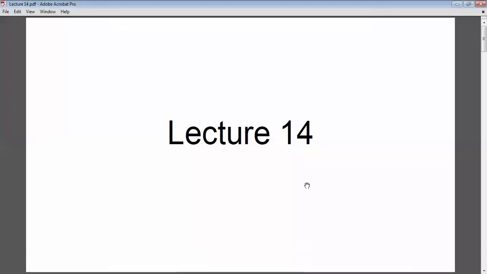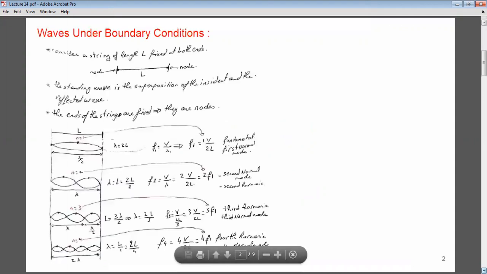Hello, today we reach lecture 14. In this lecture, we will continue our discussion on chapter 18, which is about standing waves. But in particular, we will talk about the case when we create standing waves with boundary conditions.